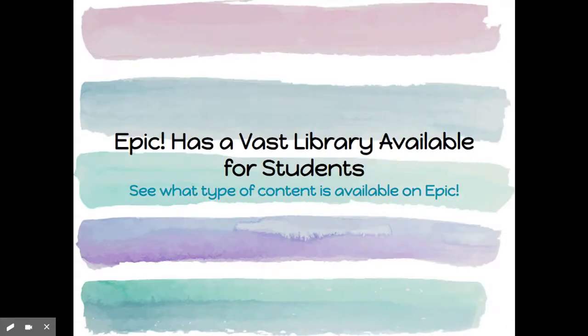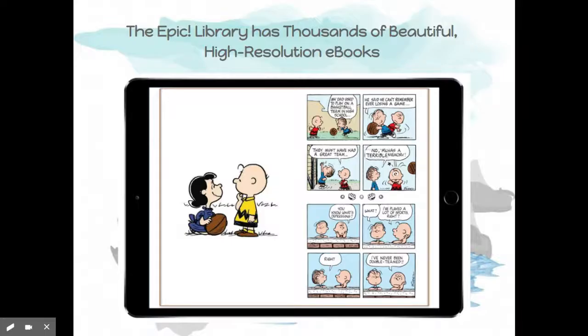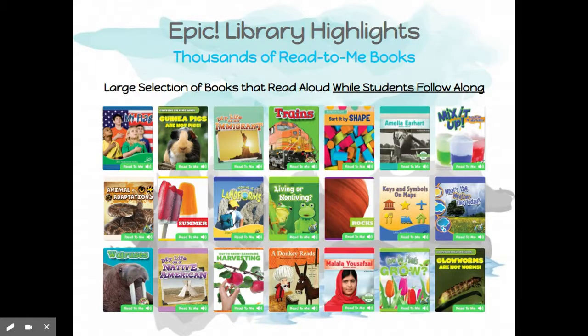Epic has a huge library that's available for the students. So some of the things that are available include tons and tons of high-resolution books. This is just an example of what it would look like on an iPad. They have lots of Read to Me books. Now, the Read to Me books will show the words as it's being read aloud, which really helps for our younger students that are still learning to read and still benefit from hearing a fluent reader speaking while still being able to view the words that are being spoken.